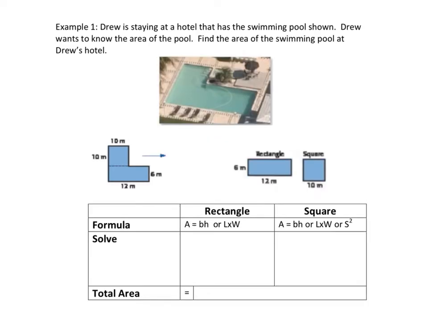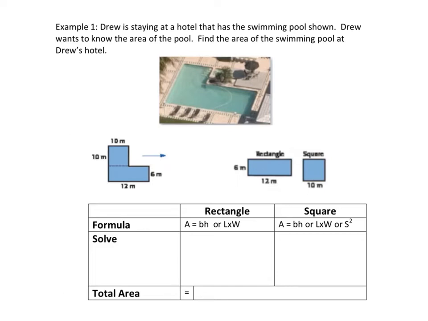Here's our first example. It says Drew is staying at a hotel that has the swimming pool shown. Drew wants to know the area of the pool. Find the area of the swimming pool at Drew's hotel. Notice, we have a picture right here of the swimming pool with dimensions on it. Over here, we have it broken up. We have this rectangle, and that's this bottom part right here. Then we have a square, which is this top part here. Notice, all we did was draw a dotted line right here and separate the shapes. So now we need to move on to figuring out the area.